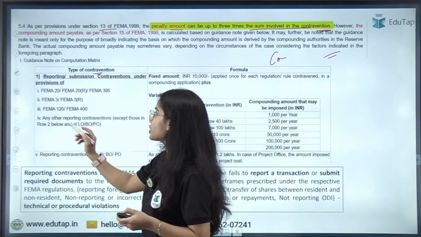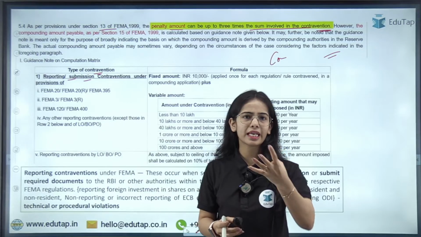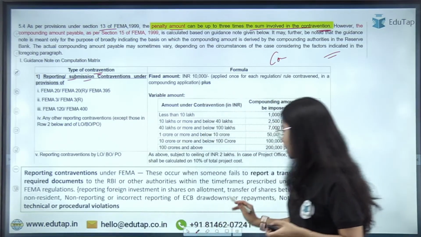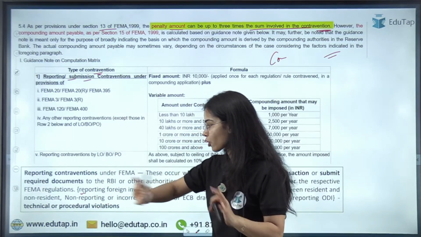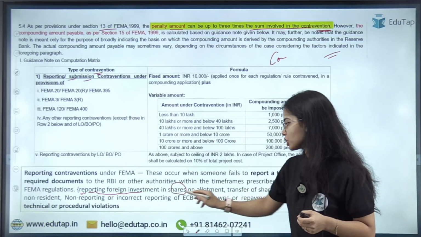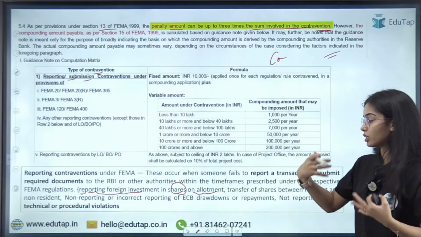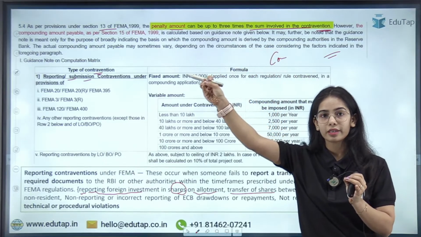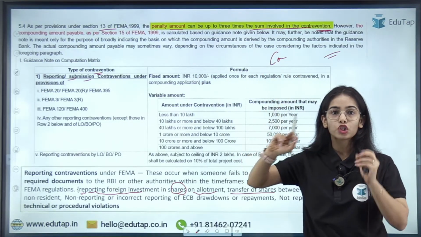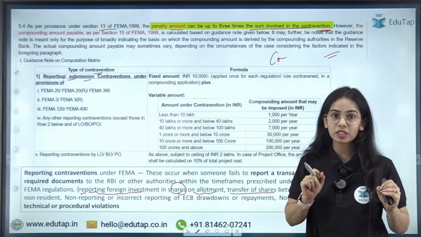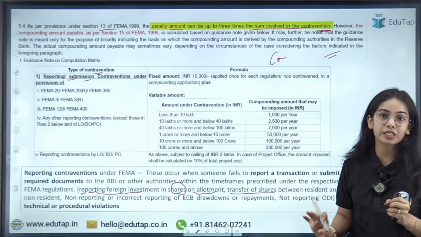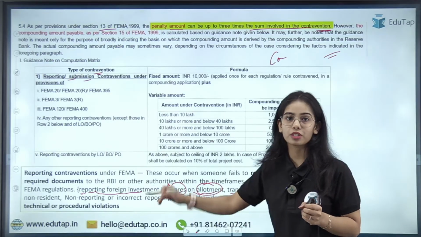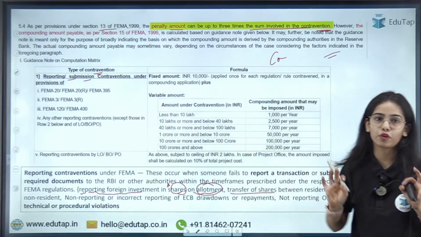So first of all, the type of contravention is reporting or submission. Let's say a basic mistake has happened, you have forgotten to do the reporting, or you have forgotten to do some submission. So you had to report the foreign investment in shares on allotment, or you forgot to report regarding the transfer of shares that you are doing. You have transferred your shares to some non-resident, to some foreign entity. You had to report this, but you forgot to report. So there is a reporting breach that has been done. Or let's say you forgot to report that you have been allotted some shares of some foreign company. You had to report that, you forgot about that.